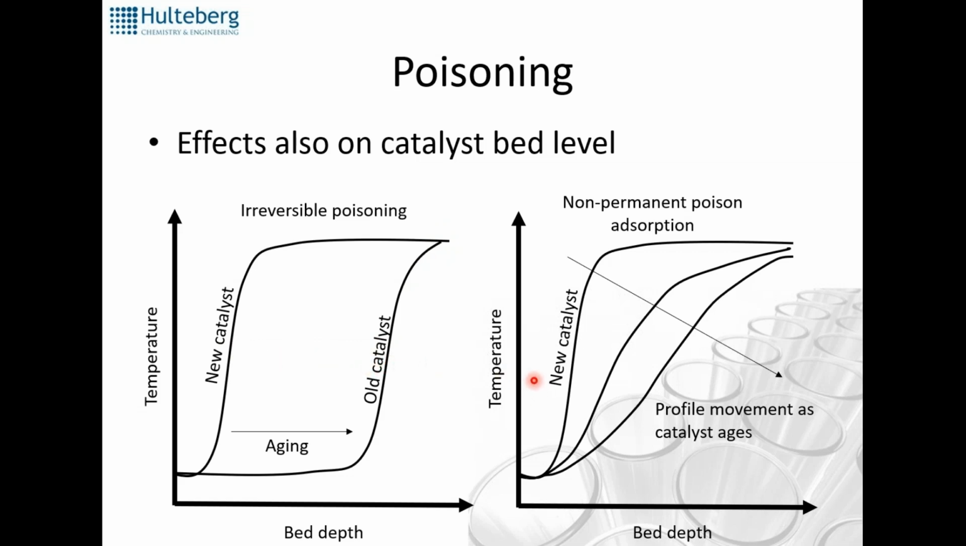If it's non-permanent poison, you will see not a moving of the catalyst light-off profile, but more of flattening. So it will be more adsorbed in the beginning, but after a while it will transport further down into the catalyst bed and it will spread out and lower the activity throughout. So the catalyst profile, or the reaction profile over the catalyst bed, can tell us if it's irreversible or non-permanent poisoning.